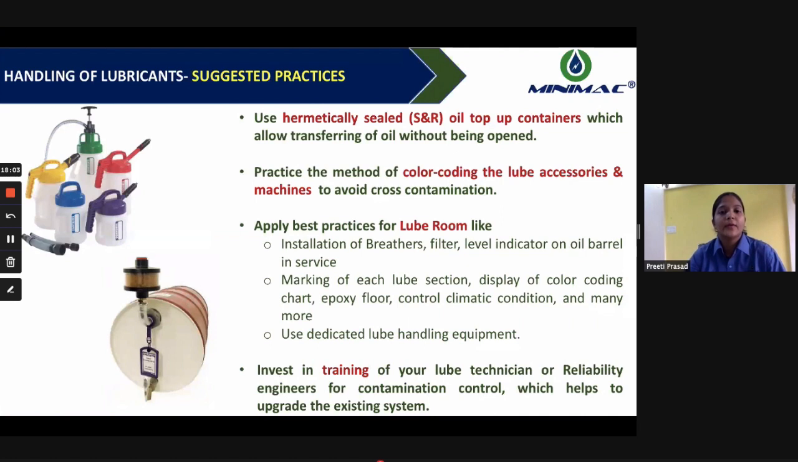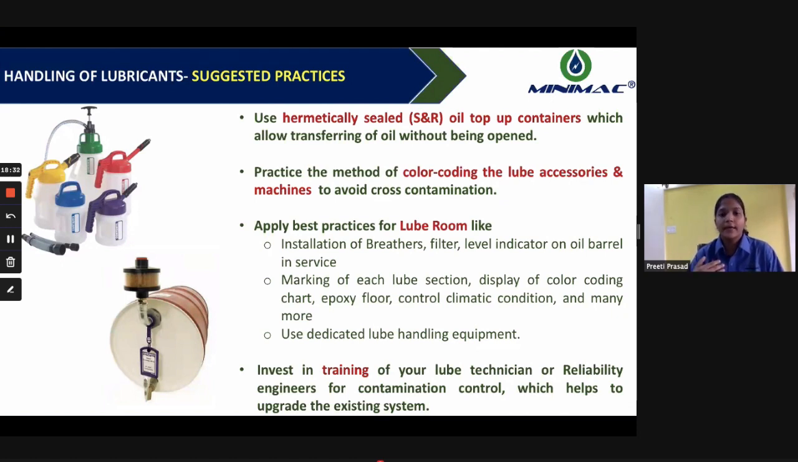Now we will see what is suggested. Hermetically sealed top-up containers are always suggested, which means there are no chances of leakage, and the oil should not be exposed before topping up. You fill the container and put the oil into the machines. Practice the method of color coding the machines. I will give an example.